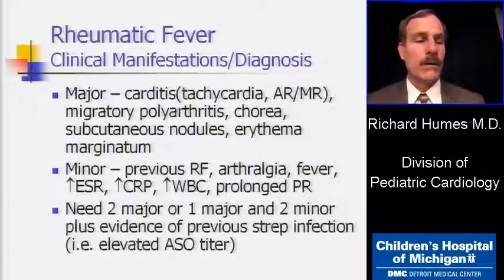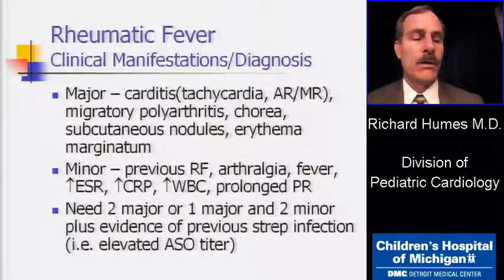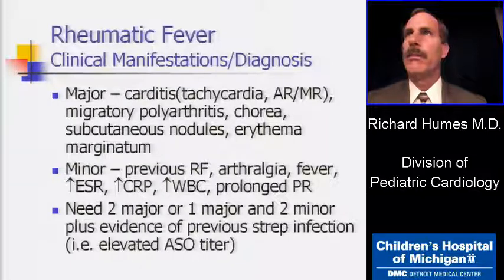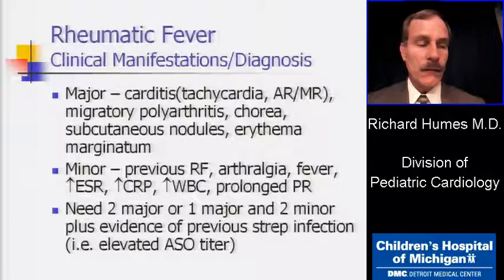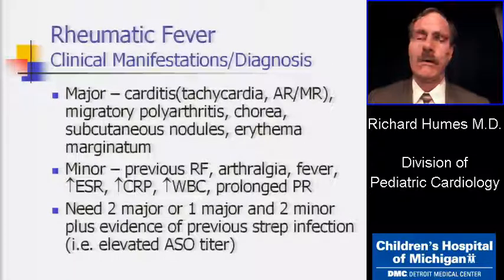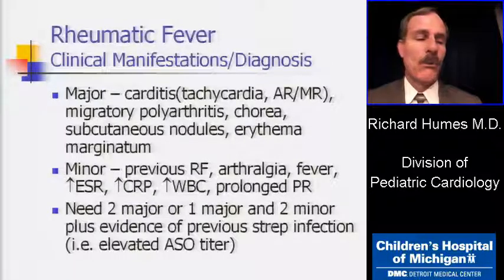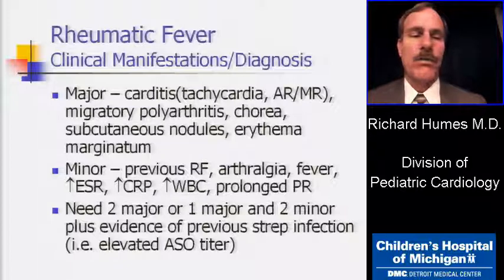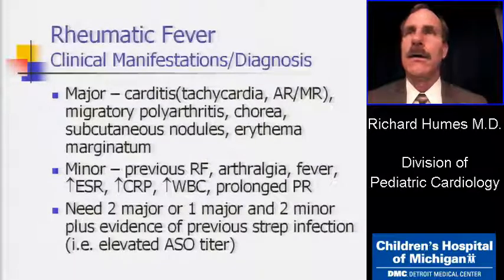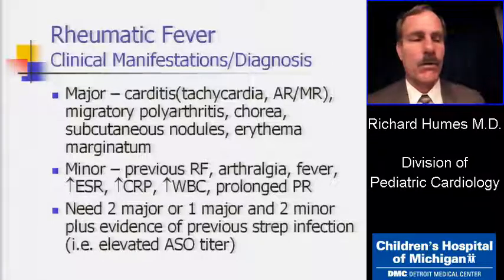increased sedimentation rate, CRP, increased white count, and a prolonged PR interval on the electrocardiogram. Now, the classic Jones criteria are you need 2 major or 1 major and 2 minor criteria, plus evidence of a previous strep infection. So you need to have an elevated ASO titer. There are some other measures of looking for previous strep infection also that can be used.